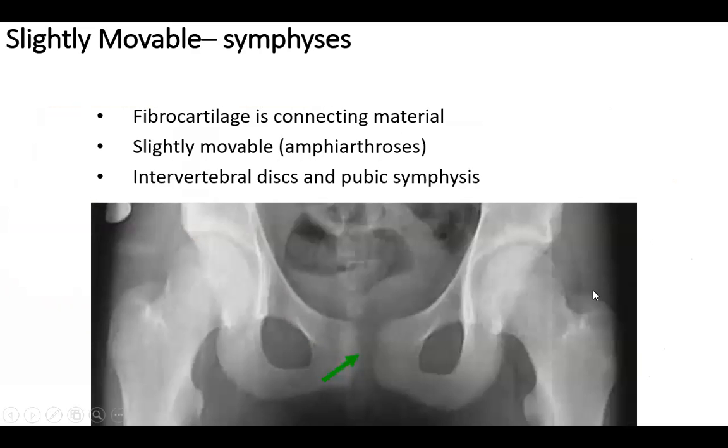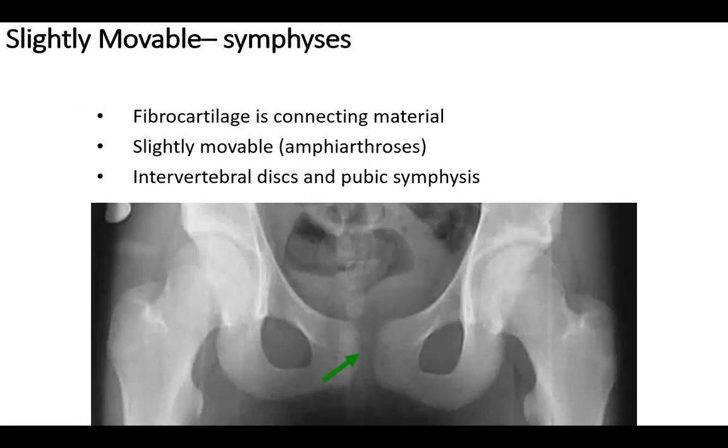Okay. The other type of slightly movable joint is the symphysis. Here we see fibrocartilage instead of a ligament. We have fibrocartilage holding the area between the vertebrae and between the pelvic bones at the pelvic girdle, where the green arrow is here. Fibrocartilage is a soft tissue. It doesn't show up in X-ray, but that's where the pad is. Just like the intervertebral discs in the vertebrae.